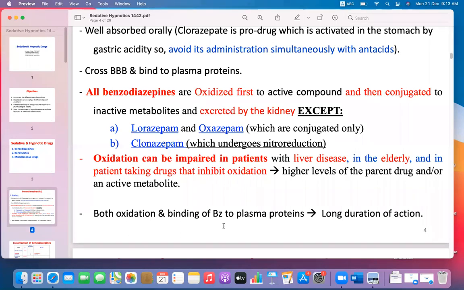And we know that the drug generally binds to the plasma protein. And what is the advantage of the binding of the plasma protein? If the drug binds to the plasma protein, the binding of the drug leads to a long duration of action.